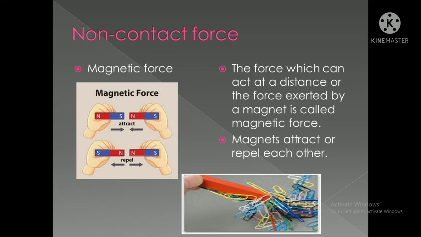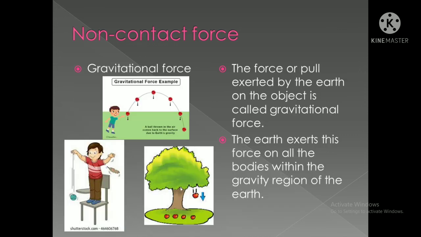So next, here in front of you, is the gravitational force. The gravitational force is the force or pull exerted by the earth on an object, and the earth exerts this force on all bodies within the gravity region of the earth. When the gravitational force is there, you will see things are automatically attracted to the earth. The boy is throwing the ball, and the ball is attracted to the earth. Obviously this is the gravitational pull by our earth.